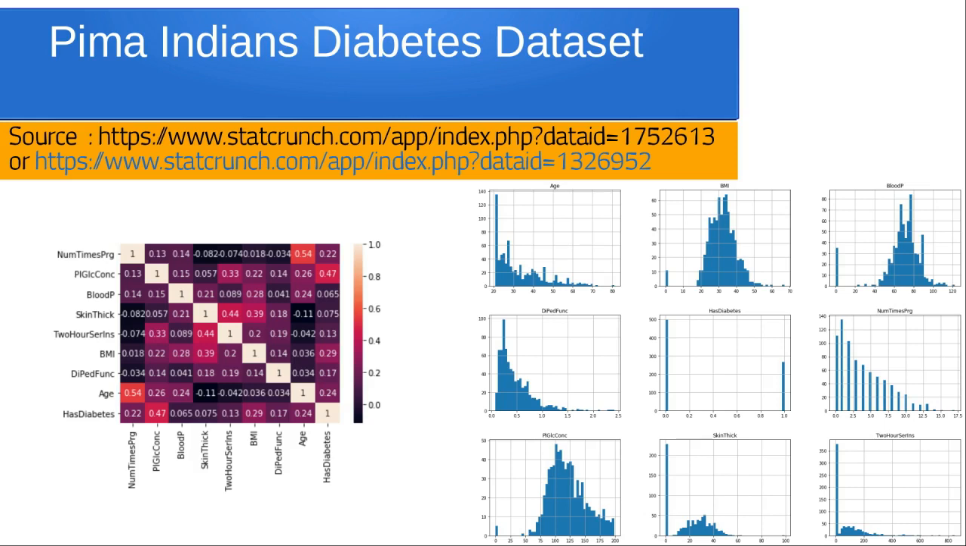For further details on this dataset, you can visit the website www.statcrunch.com/app/index.php?dataid=1326952.